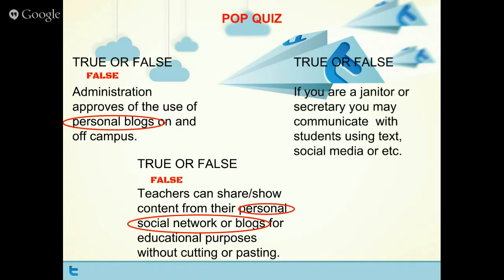True or false? If you are a janitor or secretary, you may communicate with students using text, social media, etc. That is false.